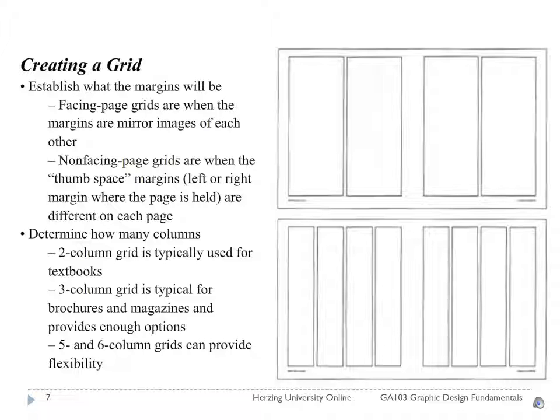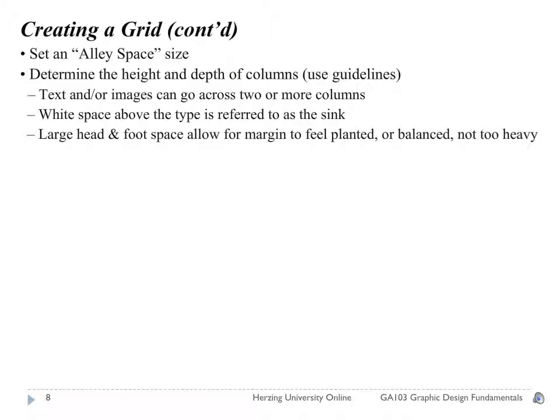A 2-column grid is typically used for textbooks. A 3-column grid is typically for brochures and magazines and provides enough options. And a 5 or 6-column grid can provide flexibility. You also may want to make sure that you set an alley space size and determine the height and depth of columns using guidelines. Remember that text and/or images can go across 2 or more columns.